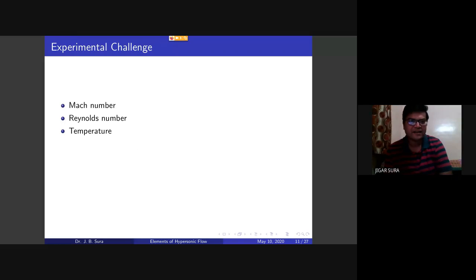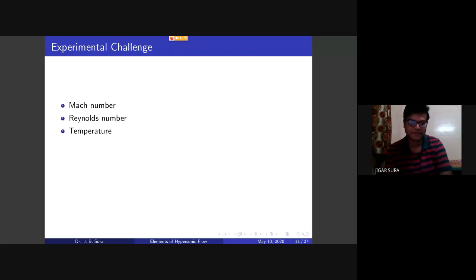So we are talking about such a large speed. What comes with this is challenge. Experimentally analyzing the flow field for hypersonic flights. What is required is Mach number similarity rules, or pi theorems, Buckingham's pi theorem that we have studied. So similar Mach number you have to produce. Similar Reynolds number you have to produce because both of them are non-dimensional.